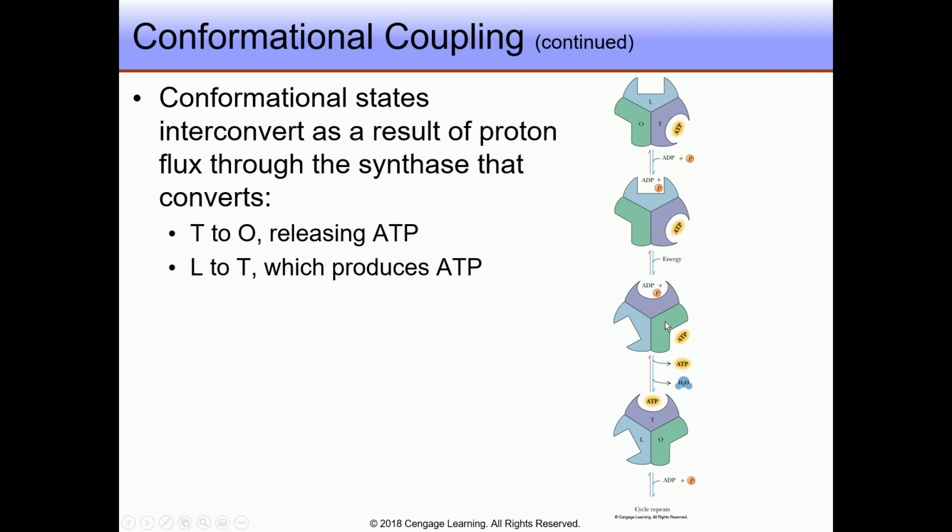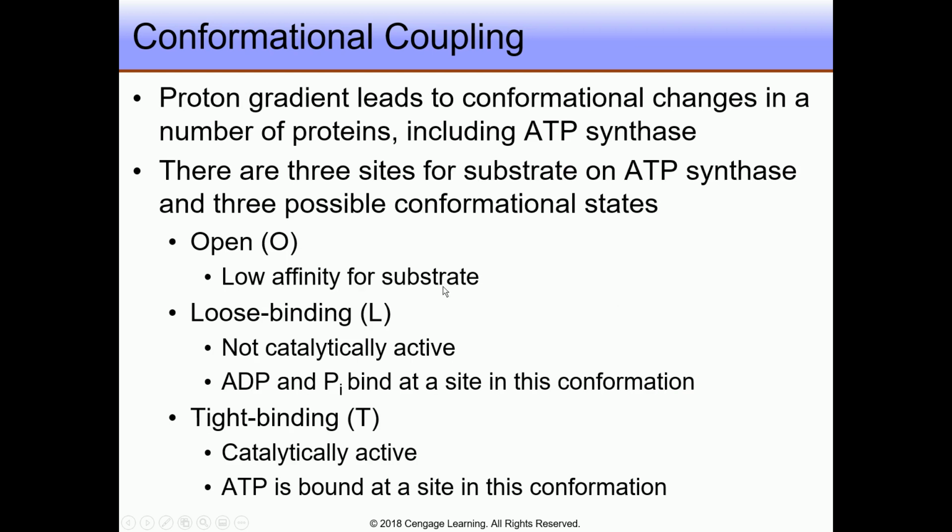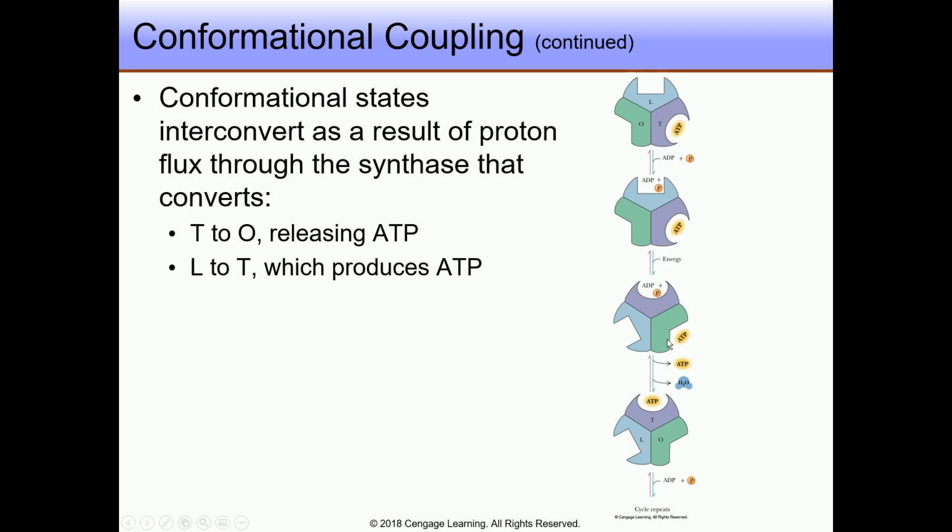Now in the next step you can see that the T conformation is changed into the O conformation. So you can see the shapes. This is the shape of the O conformation. The T beta subunit's conformation is now changed into O, and O is the low affinity binding, which means that in the O it cannot keep anything bound with it. So when it converts into the O conformation, it releases ATP.